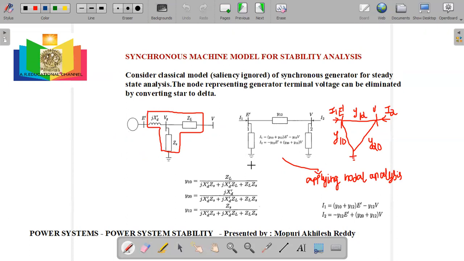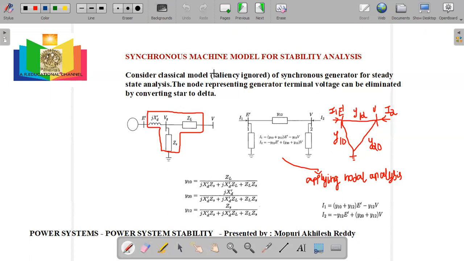Normally, a synchronous generator can be considered. Here we are considering the classical model of a synchronous generator, that is this diagram, where the saliency is ignored for steady state analysis. Now in this diagram, we had a voltage source and we had a reactance. Now here Vg is the node. This node Vg, generator terminal voltage, can be eliminated by converting this total star to delta. So I am converting the star to this delta.